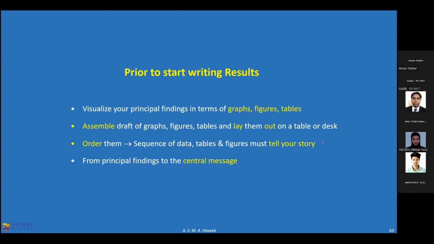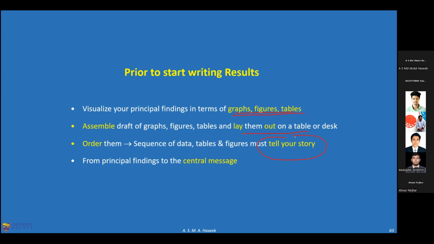And normally what we do is, after we collect the data, which is primary or secondary in nature, we put them in the form of graphs, tables, and figures. So that is the first task we do. And then we assemble them. We lay them out on a big surface like a table, and we have a look at all of them. We try to see if there is any link between different groups of results, any contradiction between them, so that you can come up with a story.